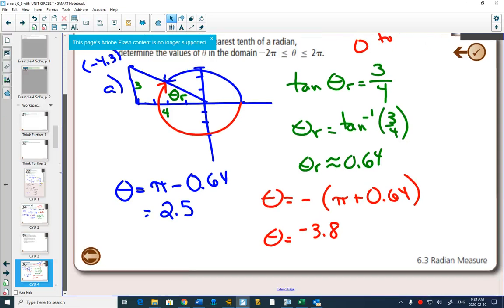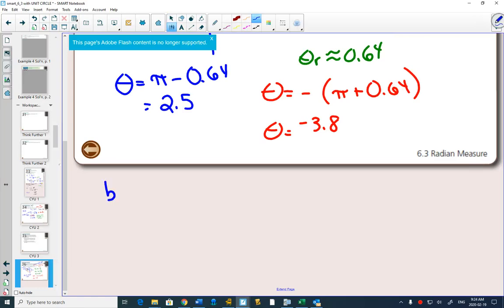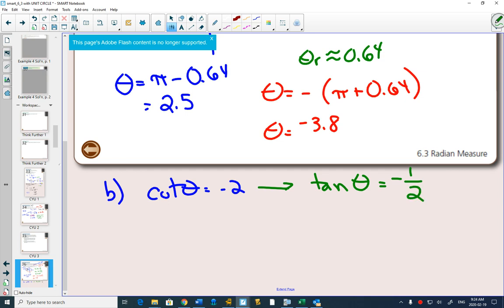So in any question that you begin with a reciprocal function, in this case we're given cotangent of theta is negative 2, this means that tangent of theta is equal to negative 1 over 2. Notice I didn't change the angle. You're able to do the reciprocal of the answer. Angles never change. Answers become reciprocals. Okay?